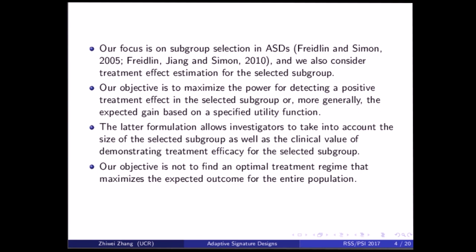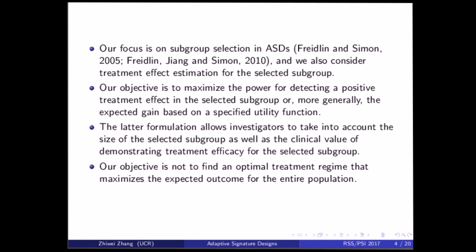So on the next slide, number 4, I believe, our focus in this work is on treatment subgroup selection in adaptive signature design. And we also consider treatment effect estimation for the selected subgroup. Dr. Simon and co-authors have proposed subgroup selection procedures for specific situations. And here we consider the problem of finding or approximating the optimal subgroup. Our objective is to maximize the power for detecting a positive treatment effect in the selected subgroup, or more generally, the expected gain based on a specified utility function. The latter formulation allows investigators to take into account the size of the selected subgroup as well as the clinical value of demonstrating treatment efficacy for the selected subgroup based on prognosis and available treatment options.